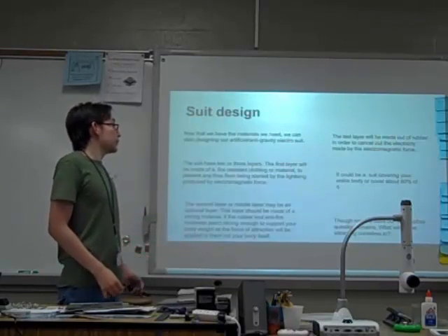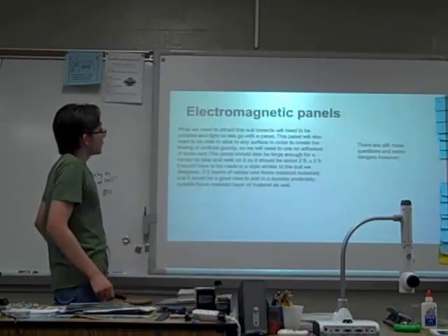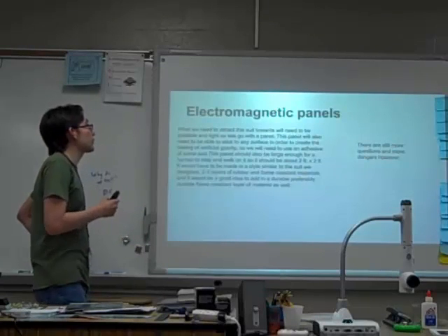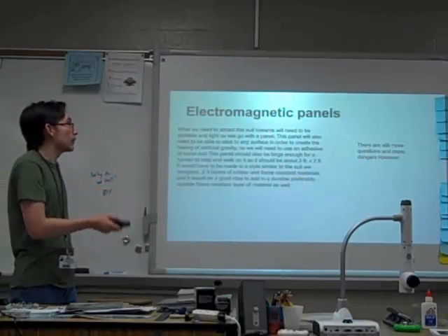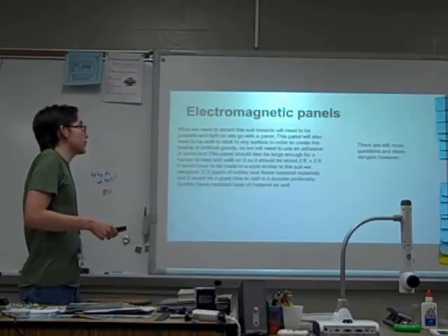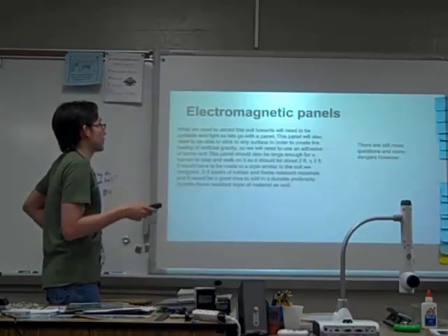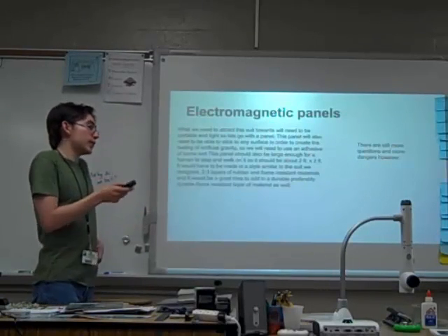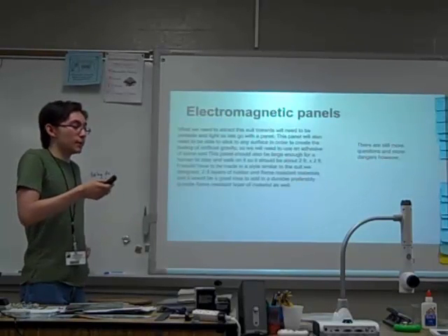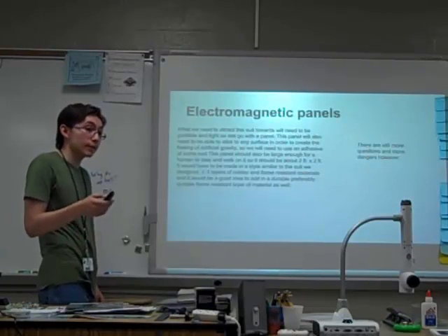Now that we have our suit, another question remains: what will we be attracting ourselves to? Electromagnetic panels. What we attract the suit towards needs to be something portable and light, so let's go with a panel. But this panel will also need to be able to stick to any surface in order to create the feeling of artificial gravity. So we will need to use an adhesive of some sort. We can't use tape, but maybe rubber or glue. Or you could even screw it in permanently to wherever you need it.